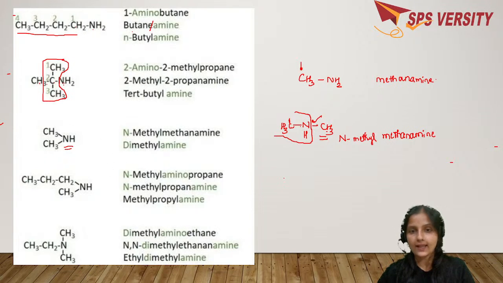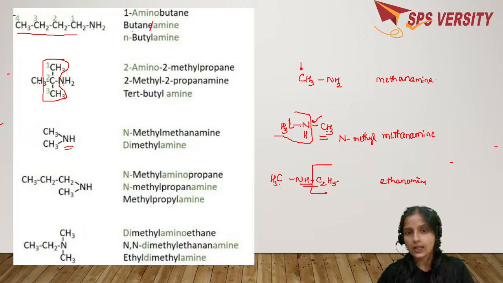We'll go for one more example. If you have CH3, NH, C2H5, the longest chain is the one which contains more carbon atoms. So this becomes the longest chain, which is attached to NH. So it is ethanamine, and this methyl group is attached to N, so it is N-methyl ethanamine. Now in this example, it is a propyl group which is longer, with 3 carbon atoms, so it is N-methyl propanamine.